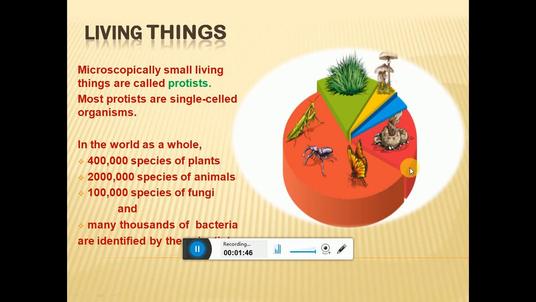Now there is a pie chart. Pie chart means a circular chart that divides the categories according to their numbers or according to their percentage. So I hope you are clear about the pie chart.